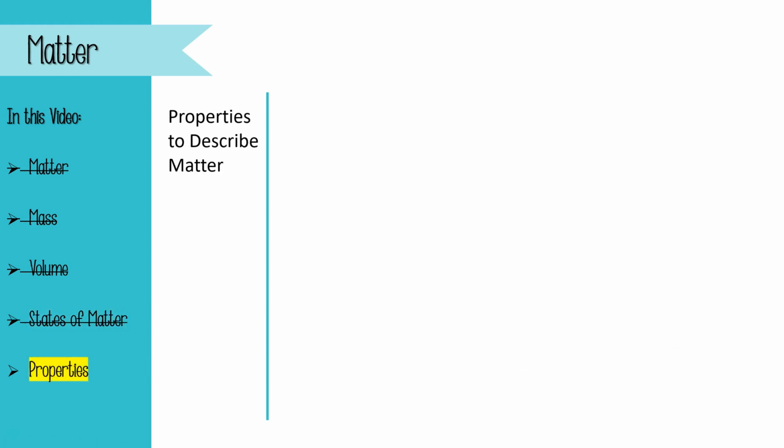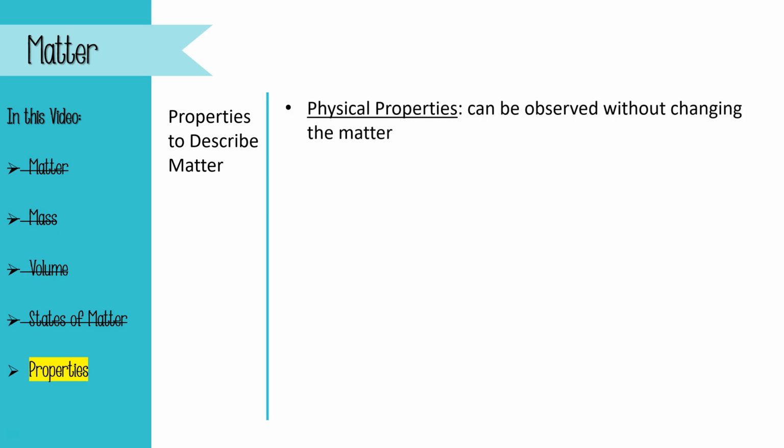We'll use two different sets of properties when we're describing matter. The first set is chemical and physical properties. Physical properties are properties that can be observed without changing the matter. So these are things like the appearance of an object, the texture, the color, or the density. You can see what color something is without needing to change what that thing is.